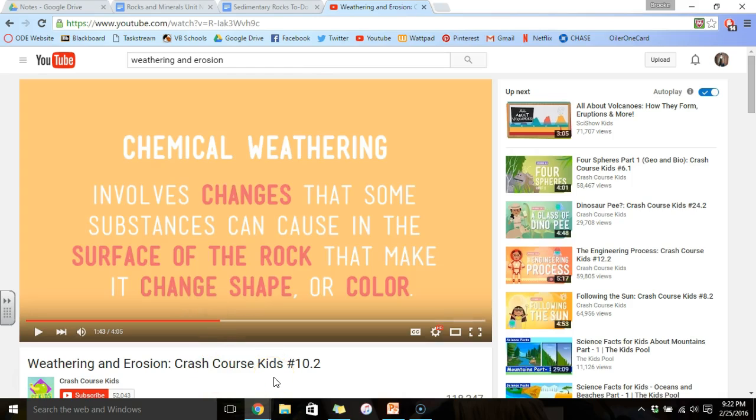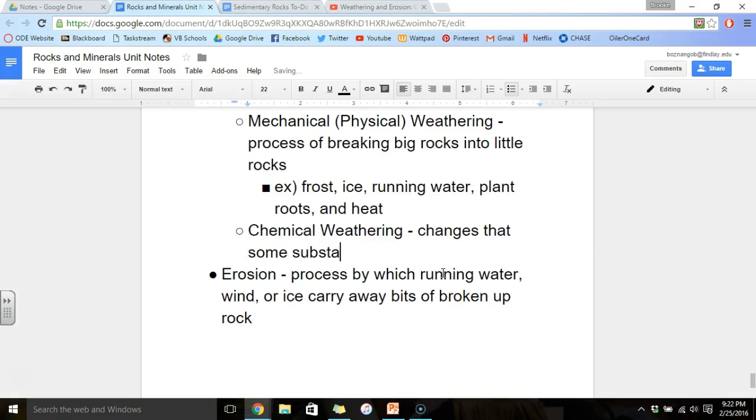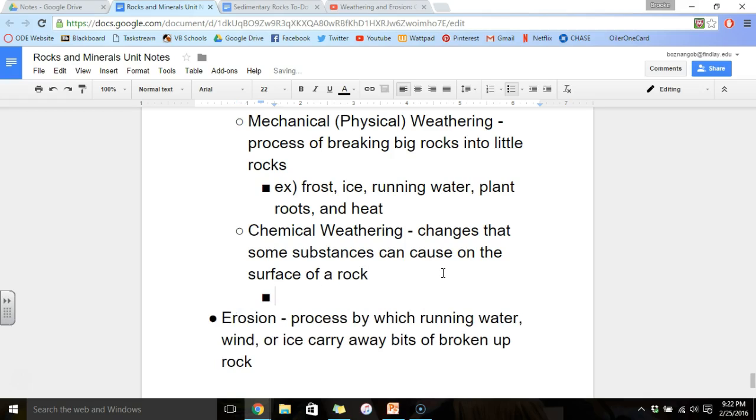It involves changes that some substances can cause on the surface of a rock. And then that one gave examples like carbon dioxide, oxygen, and, what's the other one? Acid.